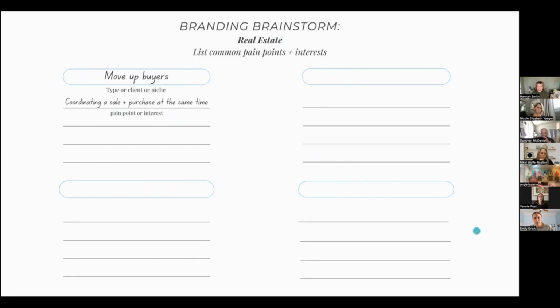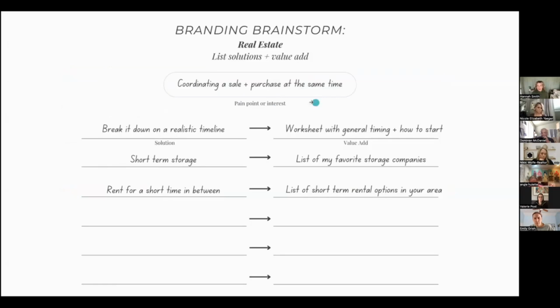And then we're going to take each one of those pain points. Do you see how fast you can come up with so many content ideas? You went from all of your real estate topics, took one of those topics, and turned those into pain points. And now you have coordinating a sale and purchase at the same time as your pain point. And then you can list out some of the solutions you might think about, and how you could actually add value to that.